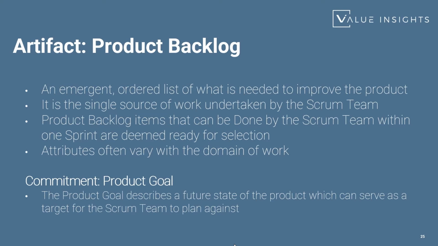There is a commitment associated with the product backlog, and this is the product goal. The product goal describes a future state of the product, and this serves as a target, as a North Star for the Scrum team to plan against. So it should be clear to the Scrum team what we want to achieve with the product. By having this product goal, it guides the team in how to conduct the work or which work needs to be undertaken. And of course, this is associated with the product backlog because it's unlikely that you work on items which have nothing to do with your product goal.